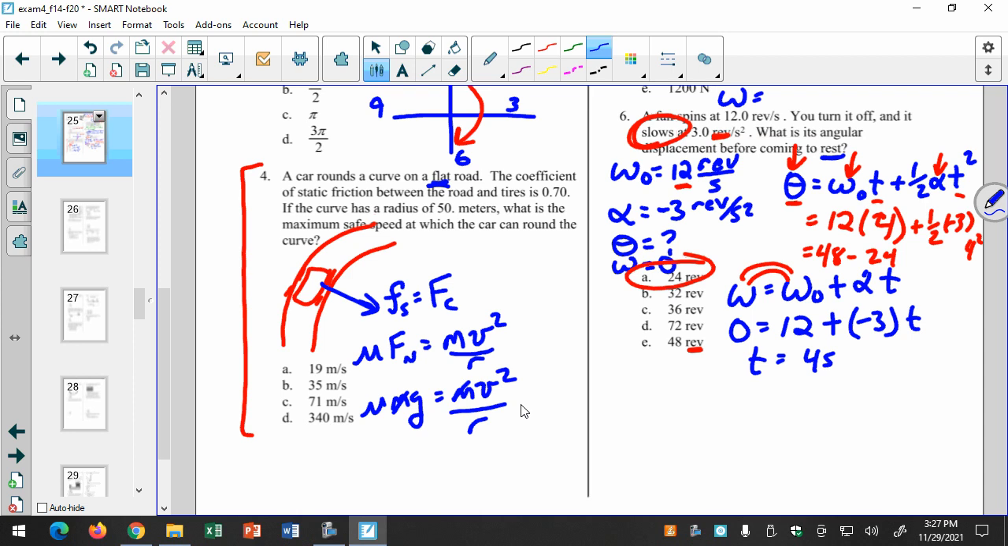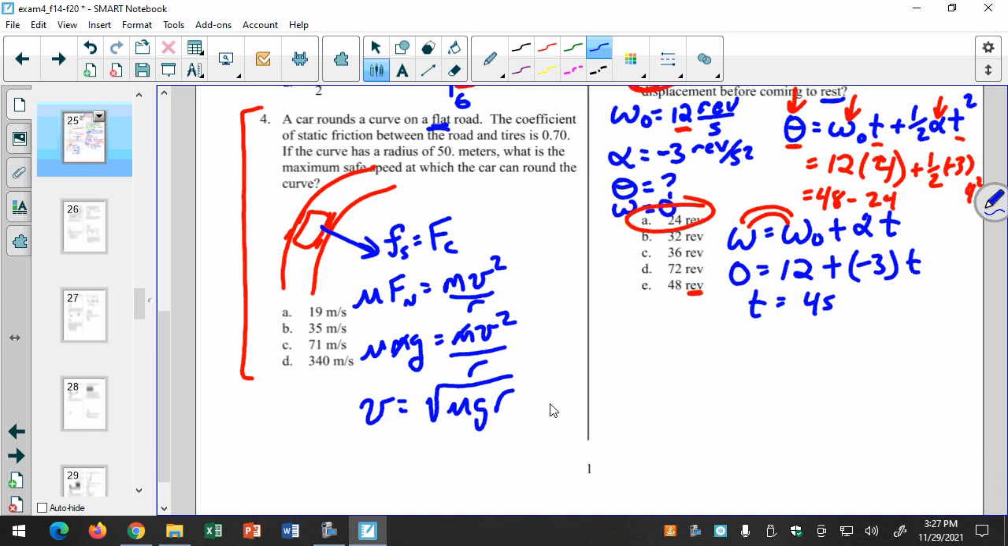And then I'd solve here. In this case, I'm looking for v, so I'd solve for v. Okay? And it is what it is. All the numbers are there: 0.7 times 10 times 50. And this is, what is it? 19. All right, so I'll just do it. Assuming Elena's right. I'm sure she is.